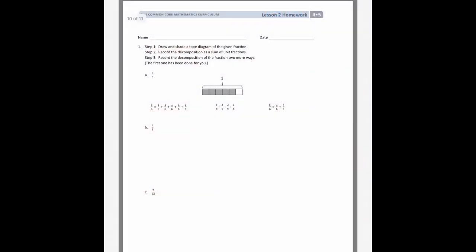Okay, now we're moving on to the first page of lesson 2 homework, because remember we combined those two this week. And so let's look at the directions. It says step 1, draw and shade a tape diagram of the given fraction.